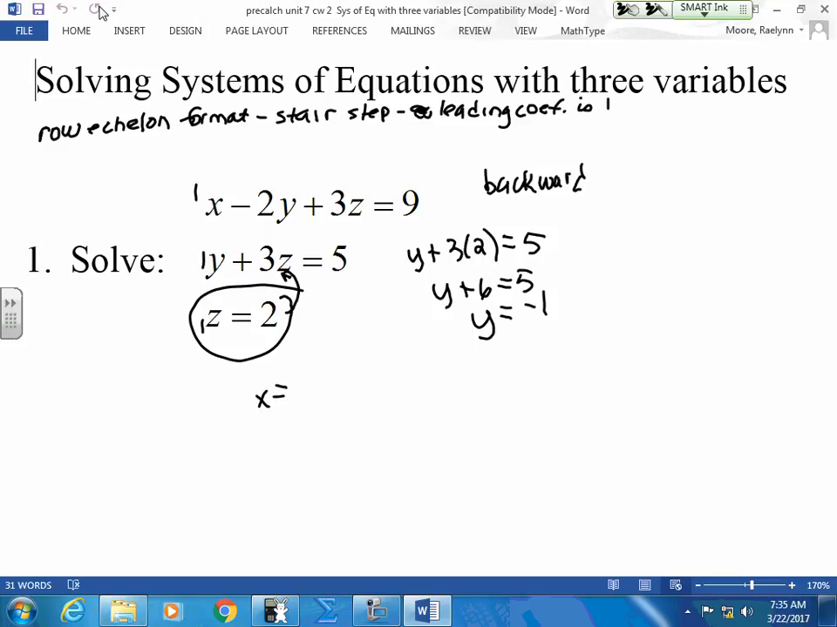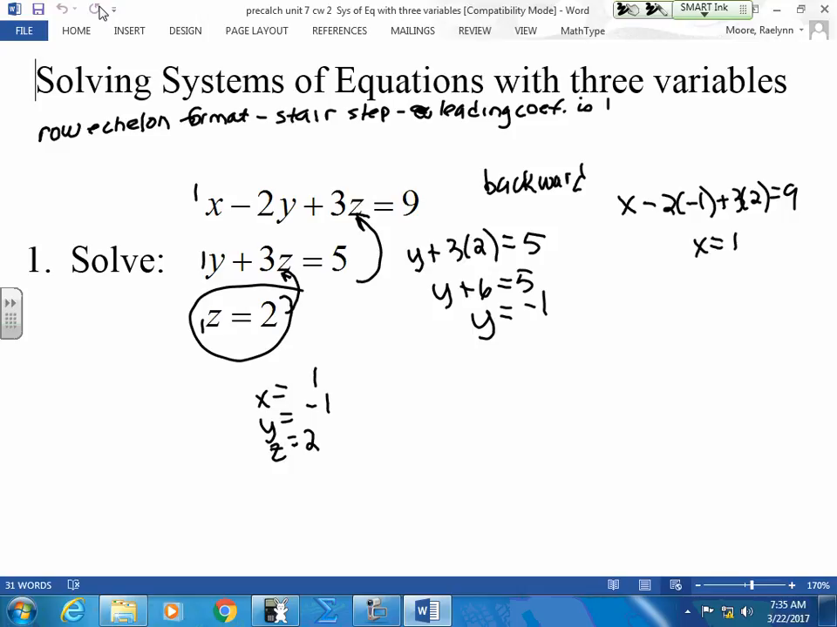So you've got your x, your y, and your z. You know that z is 2, and then we know that y is negative 1. Then just go backwards again. Take this guy and say x times 2 times a negative 1 plus 3 times 2. Makes sense, right? And we can solve for x. And x is equal to 1.